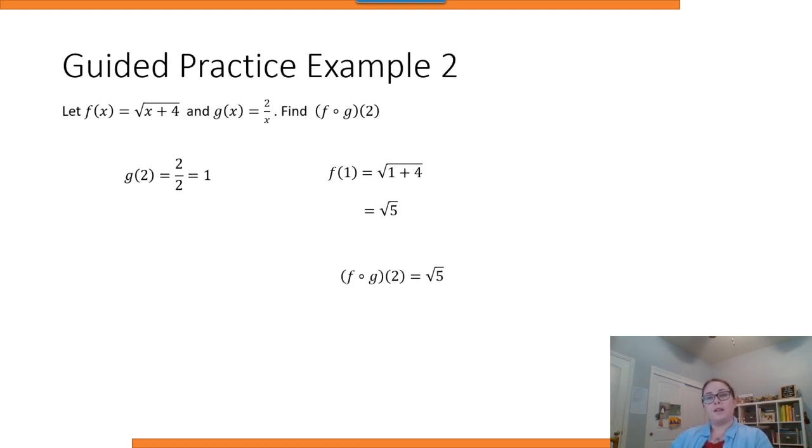Now it gets a little more complicated when you're asked to do this with the variable x, but we'll practice that in the homework and in videos and in class if you're in my in-person class. Okay, there's a couple of examples below this video for you to practice this a bit more.